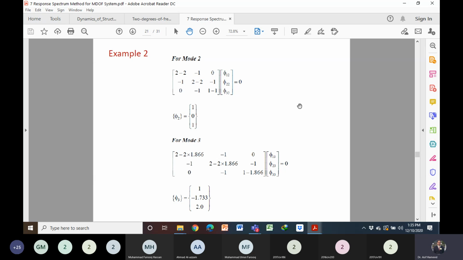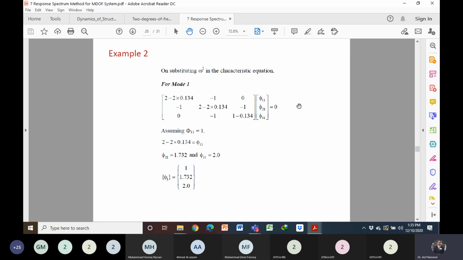Can you perform the modal analysis? Can you calculate the omega values and the mode vectors?